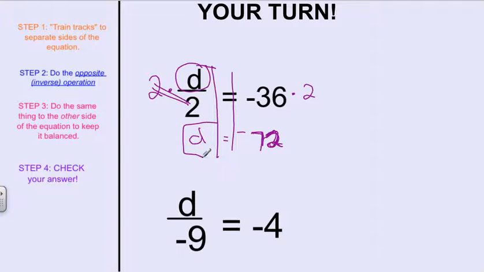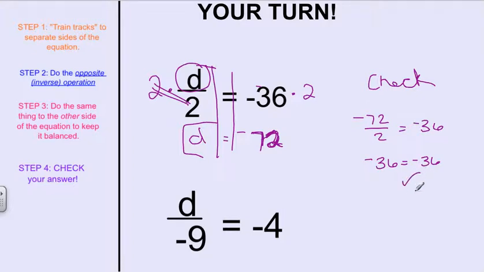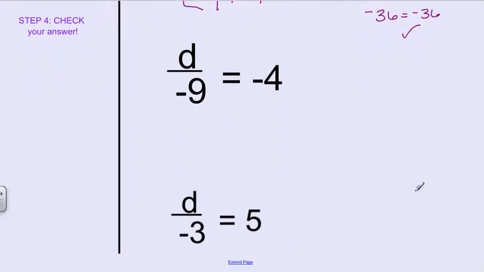It's very simple to go back and check. All I need to do is go off to the side and perform my check. So now I have negative 72 divided by 2 equals negative 36. A negative divided by a positive is a negative. Half of 72 is 36. Does negative 36 equal negative 36? Sure does. All right, hit pause. Try these two. Come back. Let's see what you get.